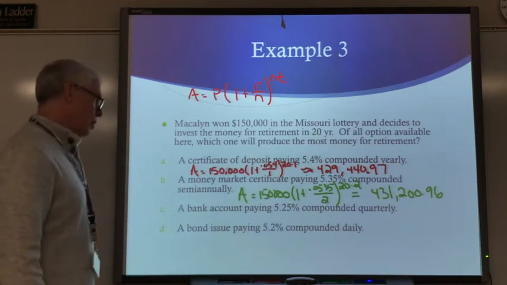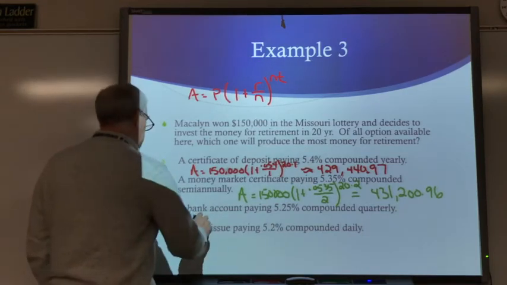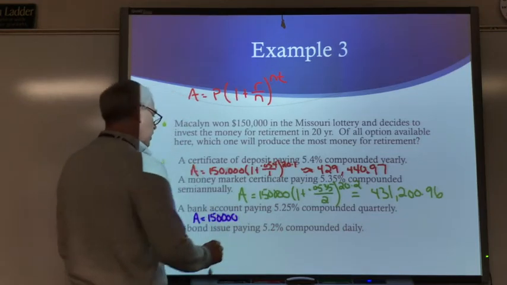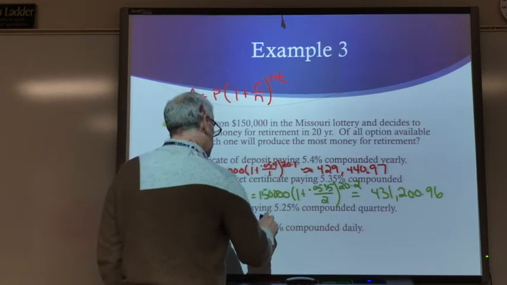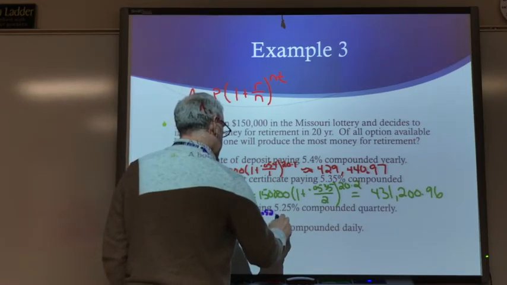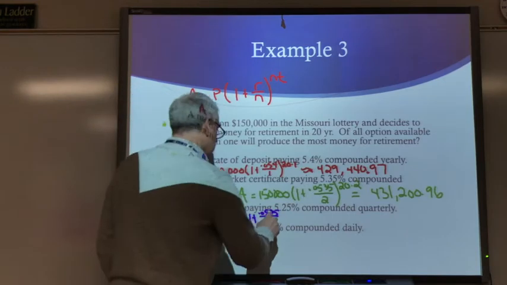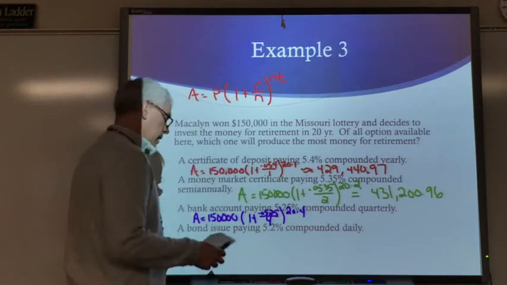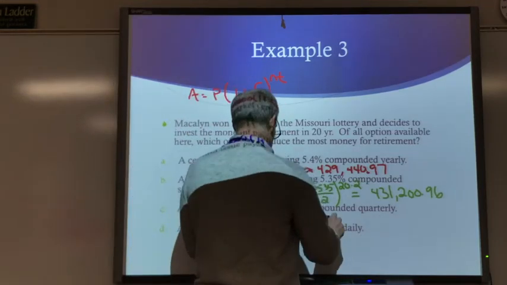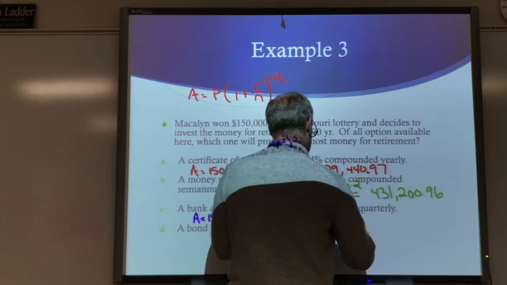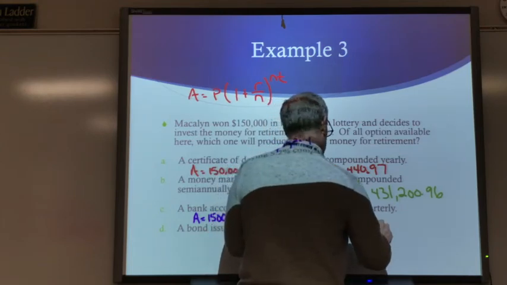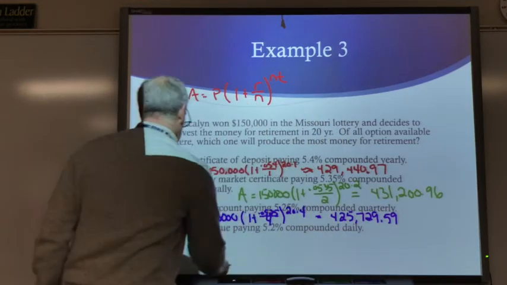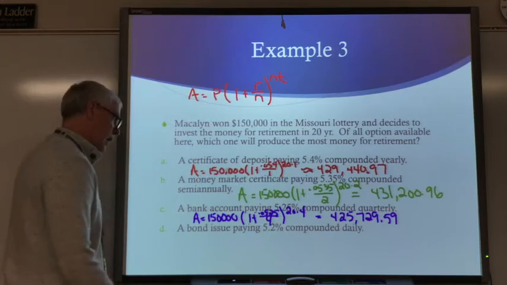A bank account paying 5.25% compounded quarterly. So your 150,000, 1 plus 0.0525. Quarterly is 4 times a year, so divided by 4, raised to the 20 times 4. Okay, I work that out, and I get $425,729.59.